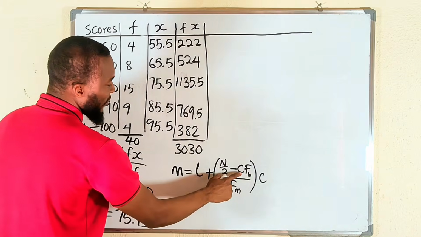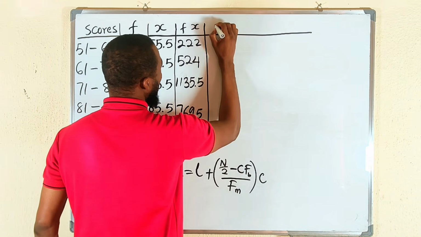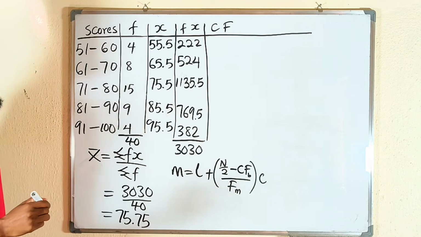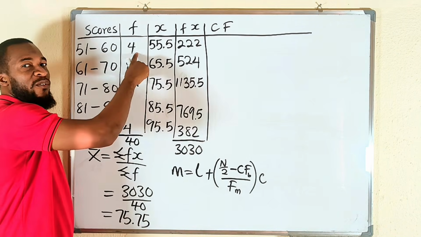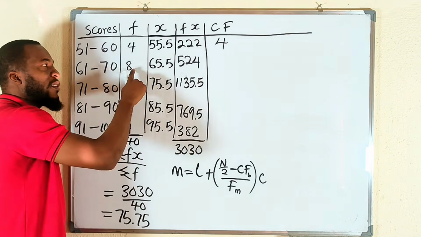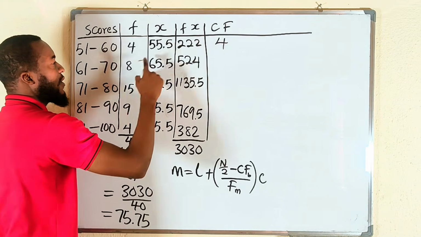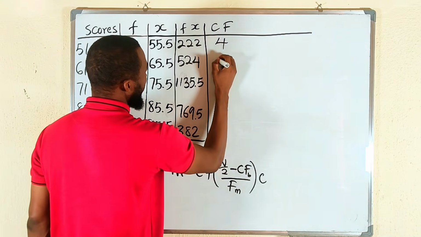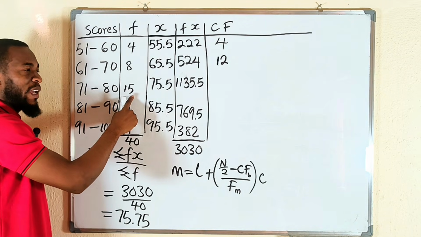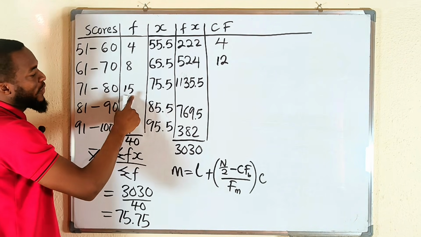I'm going to show you how to find all of these parameters. So first of all, let us find the cumulative frequency. How can we find the cumulative frequency? You take the first frequency, you write it down here. Then take this one, add it to the second frequency. This together with this will give us 12, right? Then take this 12, add it to the next one. 12 and 15 will give us 27.